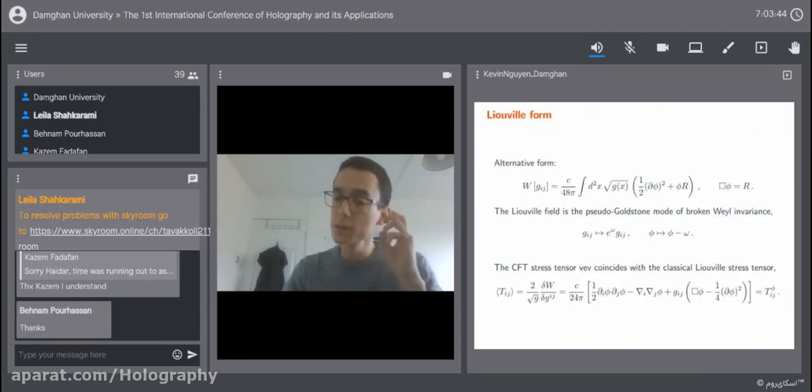Here it's very interesting to note that under a Weyl rescaling of the background metric, phi shifts by this quantity omega. So we can say that phi is the pseudo-Goldstone mode of broken Weyl invariance. And Weyl invariance is broken precisely because of the central charge, or because of the trace anomaly. Something also interesting to note is that if you compute from this effective action the stress tensor VEV by just taking one derivative with respect to the background metric, you find this expression in terms of the Liouville field, and this precisely coincides with the classical stress tensor of this Liouville theory.